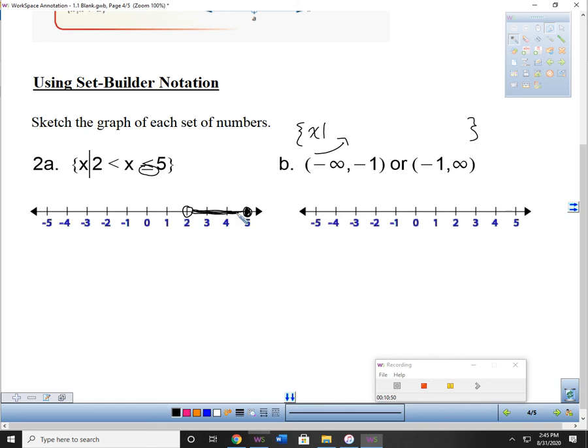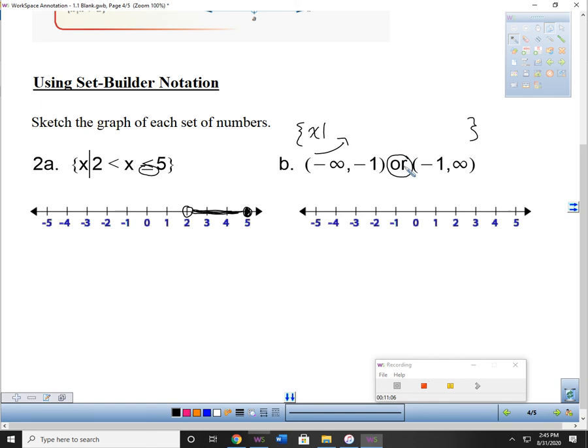And you want to make sure that your lines for shading are dark enough so that we can see them. All right? And then we're done. Okay, so if we look at this one, this is an OR.